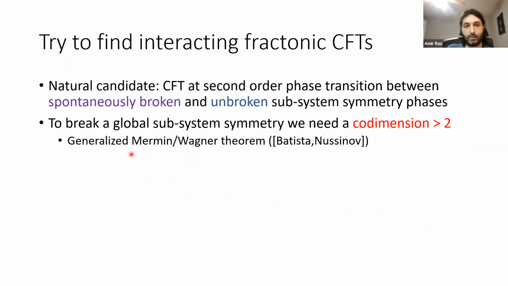And regular Mermin-Wagner-Coleman, you need at least 3 dimensions to break a continuous global symmetry. So if you have a symmetry that only acts on a subspace, you need the codimension to be bigger than 2 instead of the dimension to be bigger than 2.